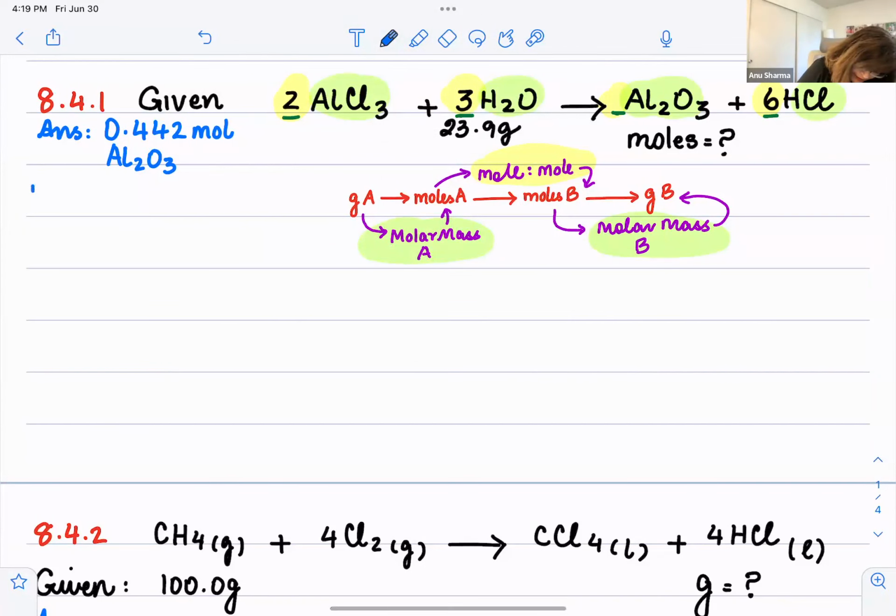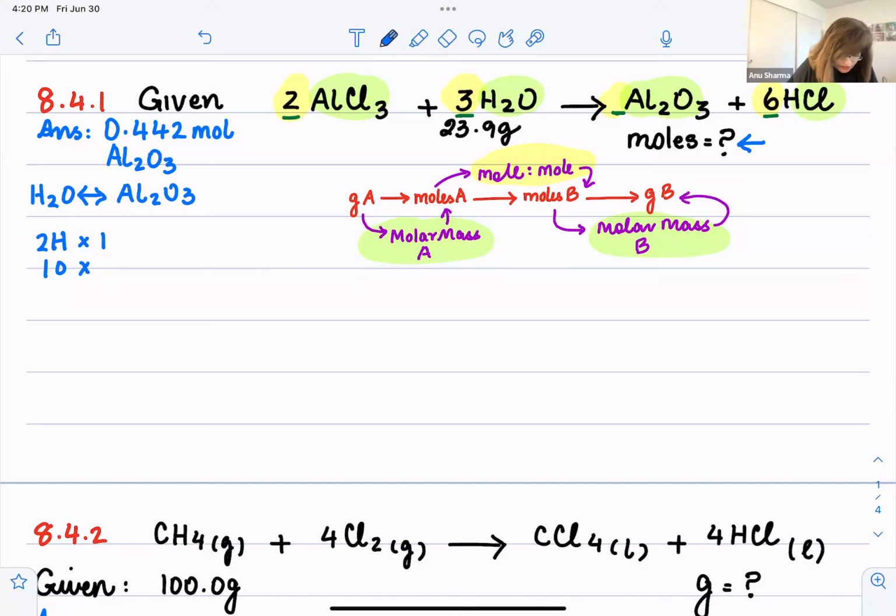So let's find the molar mass of two entities. We are looking at water and Al2O3. But wait a minute. Since the question is only asking for the moles here, we do not need the molar mass of Al2O3. So just use the water. That's the relationship between the two, water and Al2O3, the only two things to focus on. There are 2 hydrogens and 1 oxygen. Hydrogen is 1 and oxygen is 16. So here you get 2 plus 16 is equal to 18 grams per mole.